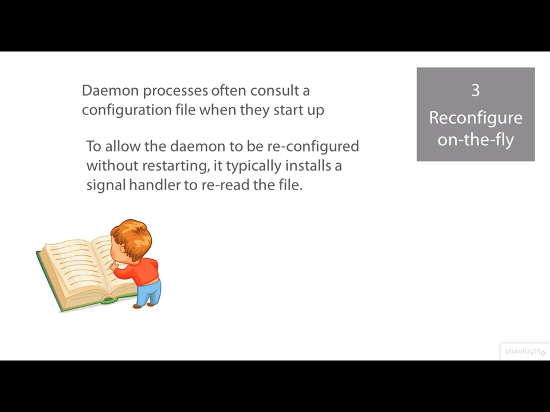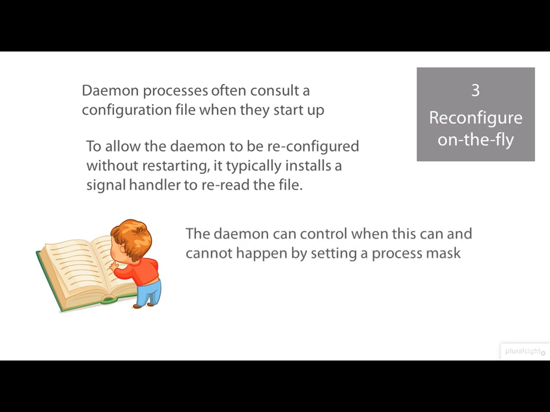Now, it's likely that there are only specific points in the daemon's workflow where the configuration can safely be changed, so we can control where the daemon is and isn't willing to reconfigure by manipulating the process mask.